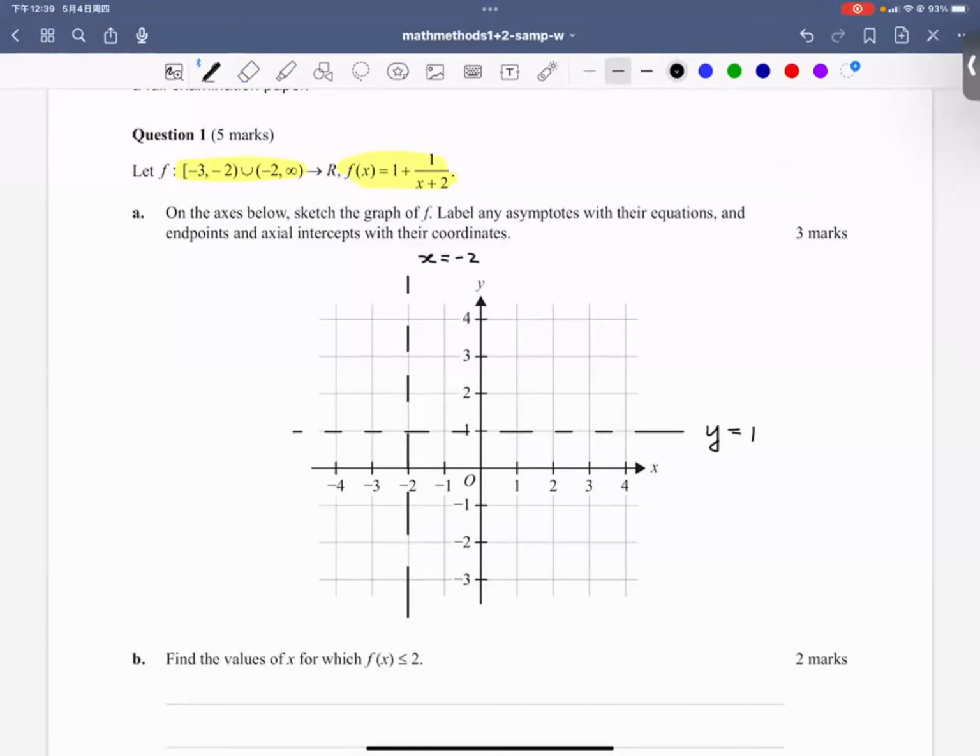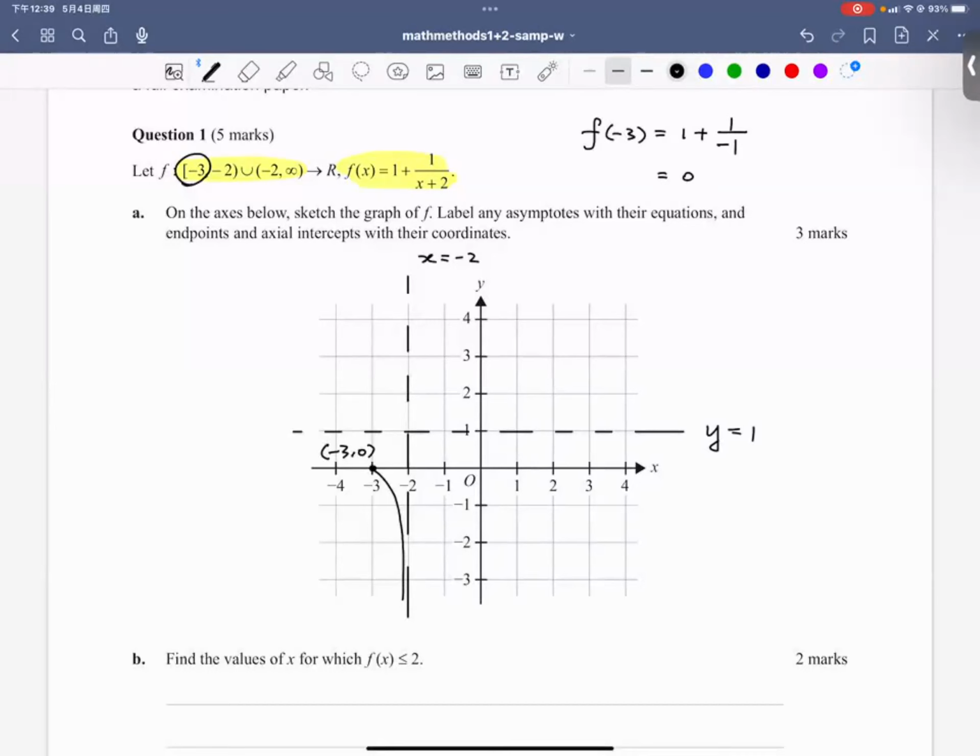Okay, next, I'm going to calculate this value. f(-3) is 1 minus 1 plus 1 over -1, okay? Because when this is -3, this will be -1. So basically this is 0. So exactly (-3, 0). And the curve is going to approach to the left side of this asymptote.